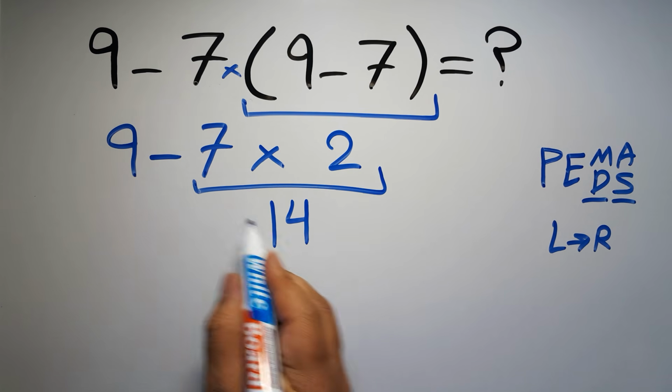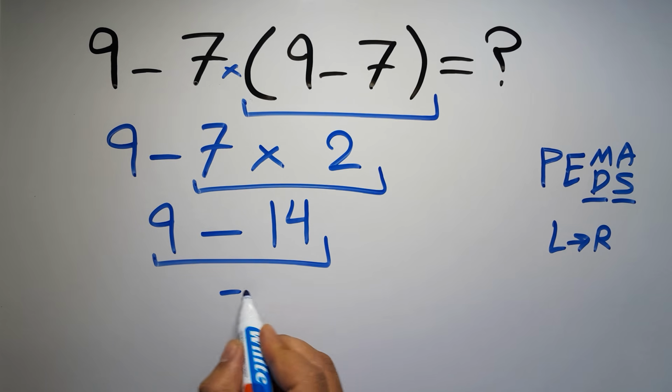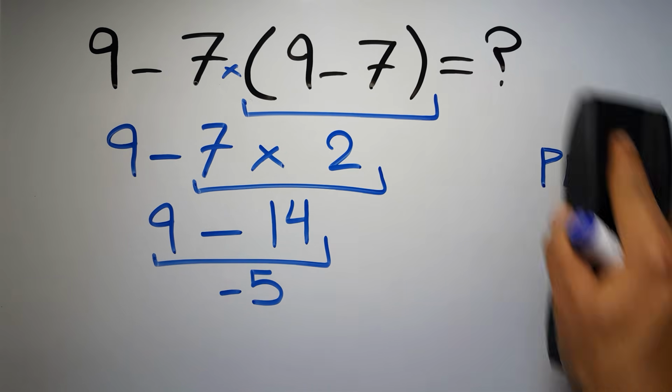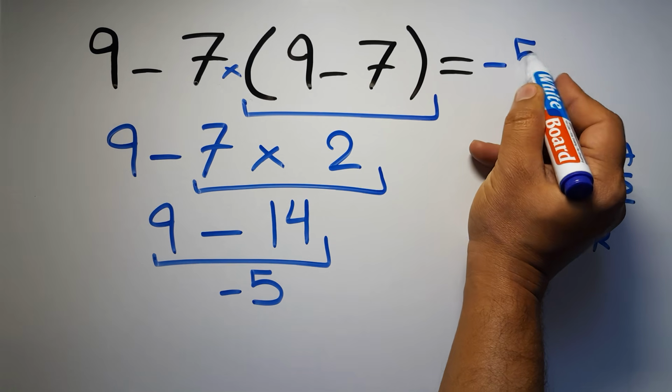And then 9 minus 14, which gives us negative 5. And this is our final answer to this problem. The correct answer is negative 5.